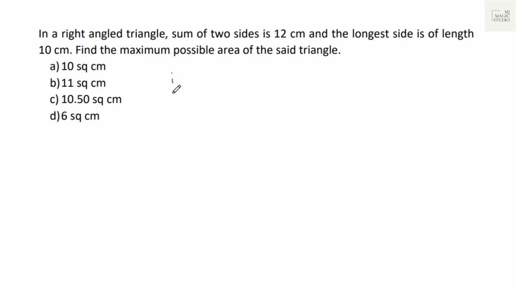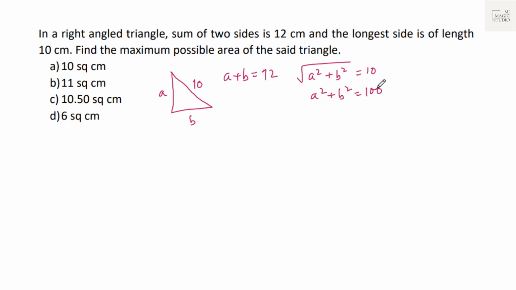In a right angle triangle, sum of two sides is 12 and the longest side is of length 10 centimeter. This longest side is the hypotenuse, that is 10, and the two sides means the sides containing the right angle, that is suppose A and B. A plus B is equal to 12. And hypotenuse is 10. Hypotenuse in a right angle triangle is given by root over A square plus B square. That means A square plus B square is 10 square, that is 100.